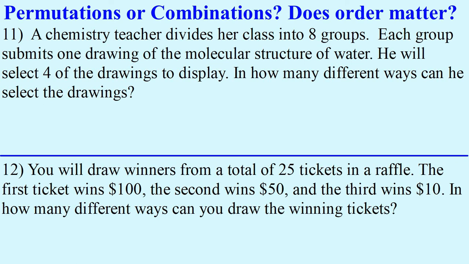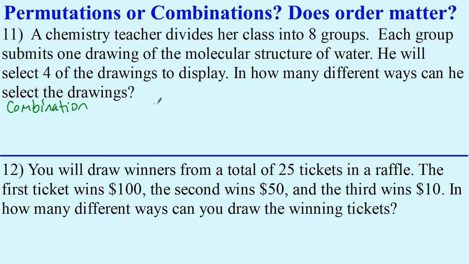Now, how do we know which is which? Permutations or combinations? So try to determine if it's a permutation or combination. Don't solve it yet. Just see if you can get that right. Okay. So number 11. A chemistry teacher divides her class into 8 groups. Each group submits one drawing of the molecular structure of water. He will select 4 of the drawings to display. How many different ways can he select the drawings? Well, he's displaying them. Did he say how he's displaying them? Just up on the board. So does it matter where he puts your drawing? No. Okay, so order doesn't matter. It's a combination.